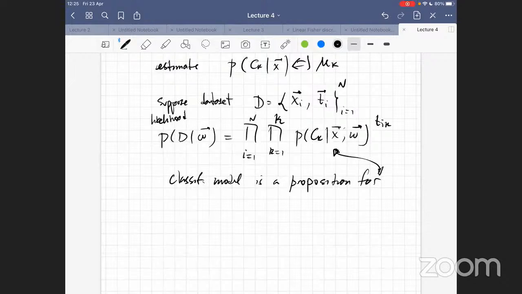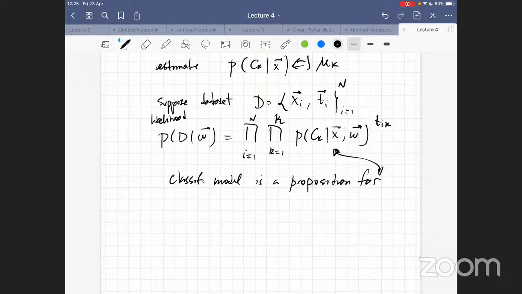For example, a neural network. The output of the neural network is actually the probability for the class CK given some input. This is the output of the neural network, or the output of another model, logistic regression, something that we are going to see today.